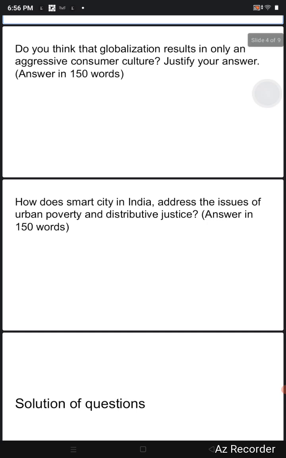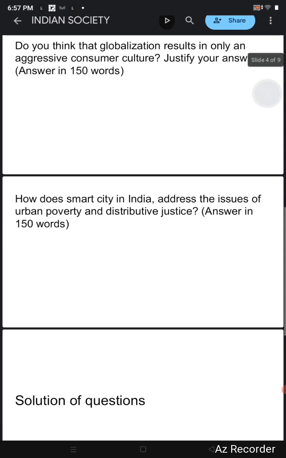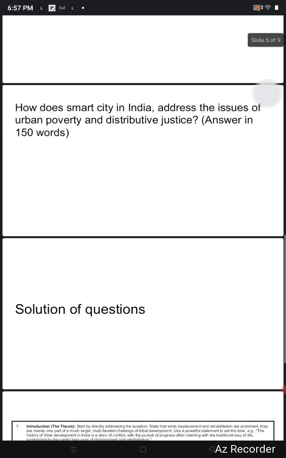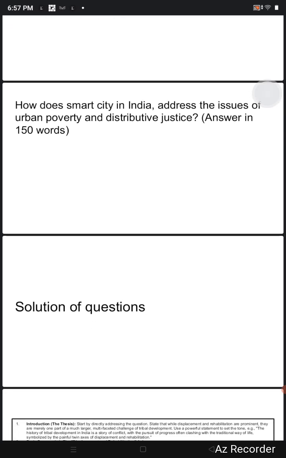Next is, how does smart city in India address the issue of urban poverty and distributive justice? Basically, you have to show how these smart cities are able to address the issue of urban poverty and distributive justice. This is the main highlight of it. This is not tricky; the question is more or less moderate. So let's see the solution of the question.